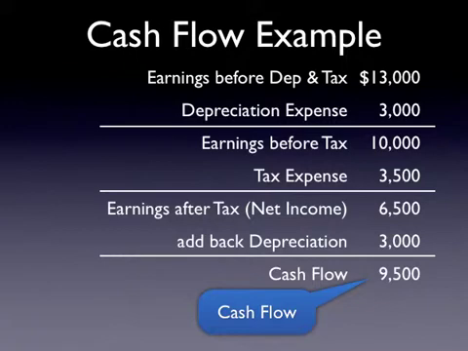So we have earnings before tax, or taxable income, of $10,000. We pay $3,500 in tax. That gives us net income of $6,500. We add back depreciation. We get a cash flow number of $9,500. So that's the bottom line there.